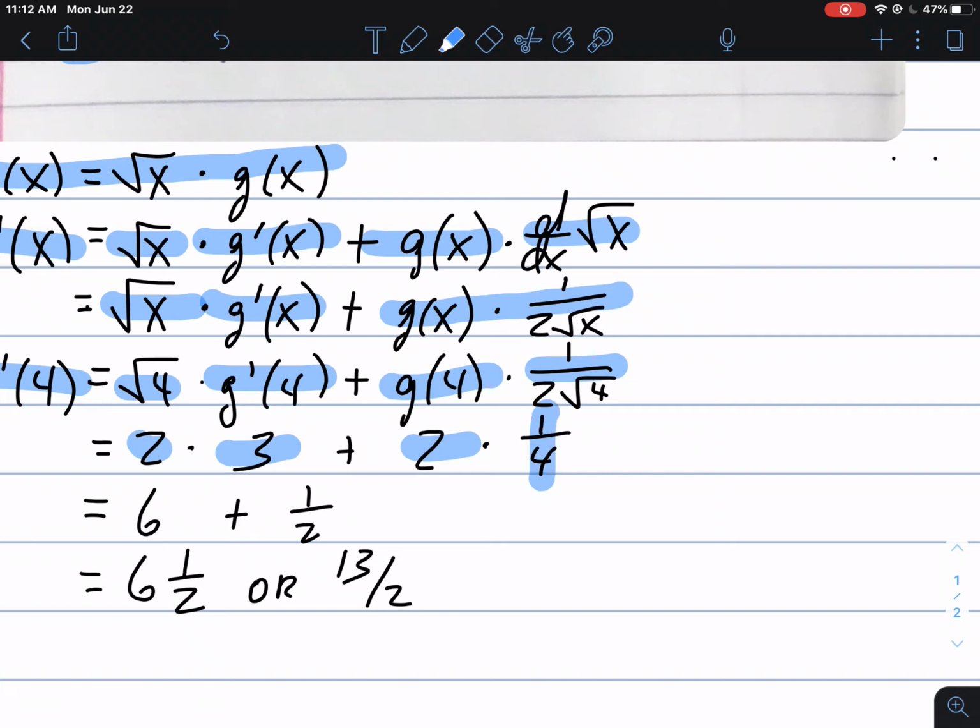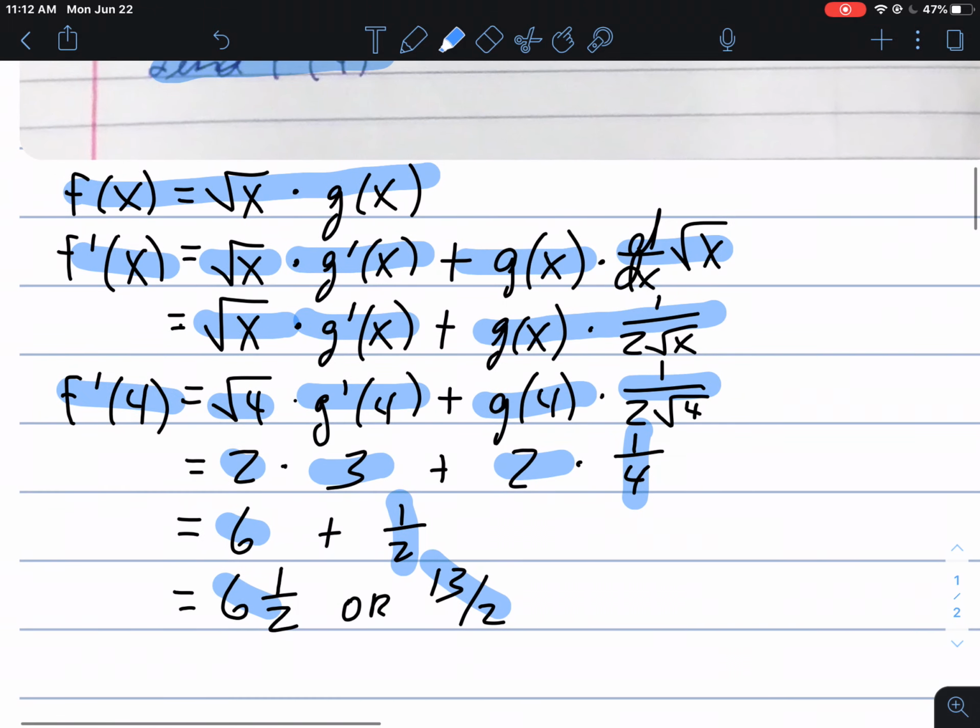And then I just did the calculations from there. Right? So 2 times 3 is 6. 2 times 1/4 would give us 1/2, and then 6 plus 1/2, 6 1/2, or 13 halves. Okay. So that's just another little example of where we're just playing with the product rule. Right? Doesn't matter what the function is. Product rule works the same for all functions.